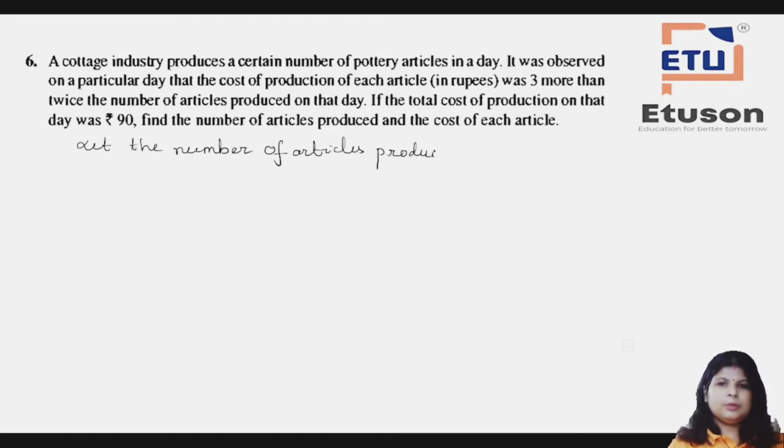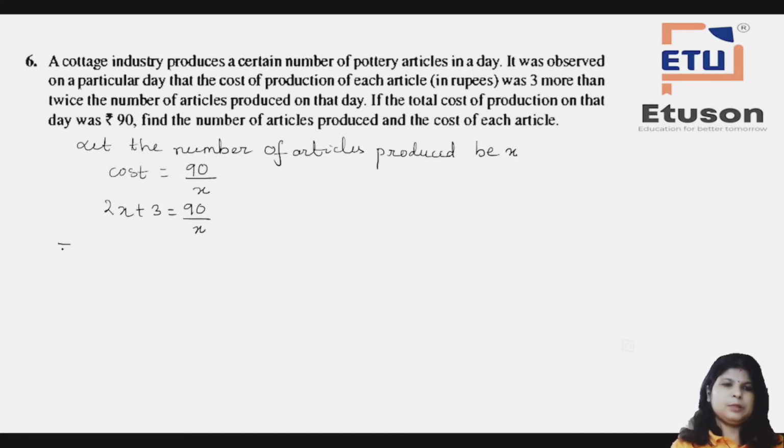Okay. So what will be the cost then? Total cost is given to be rupees 90. Then cost will be equal to 90 divided by x. Now according to the question, let us read out the statement. It was observed that on a particular day, the cost of production, which is 90 by x, is equal to 3 more than twice the number of articles. Twice the number of articles is 2x. 3 more than that is 2x plus 3. So according to this statement, you will have 2x plus 3 is equal to 90 by x.